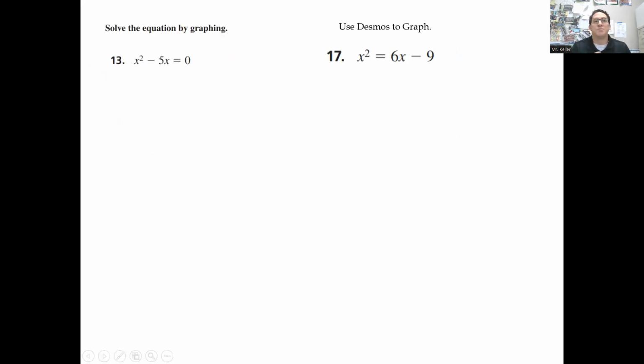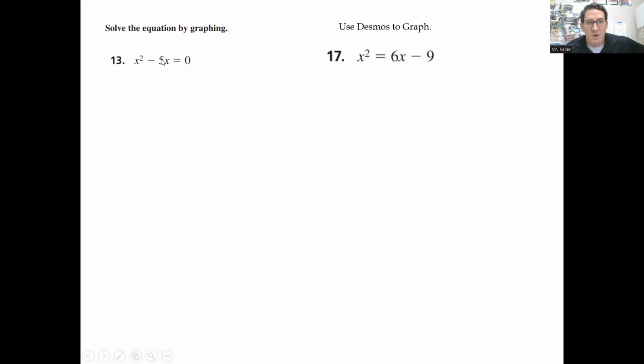So next up, we're going to solve by graphing. And this is what I'm talking about. Some people may have you do this by hand. Don't solve by graphing by hand. Waste of your time. All right. Use a graphing utility. What we're going to use today is Desmos.